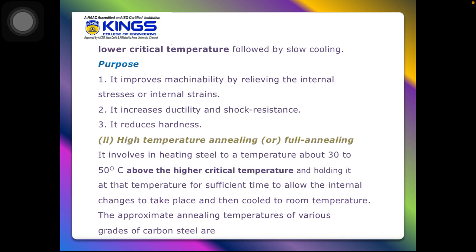High temperature annealing, or full annealing, involves heating the steel article to a temperature about 30 to 50 degrees centigrade above the higher critical temperature and holding it at that temperature for sufficient time to allow the internal changes to take place, and then cooling to room temperature. The approximate annealing temperatures of various grades of carbon steels are also given here.